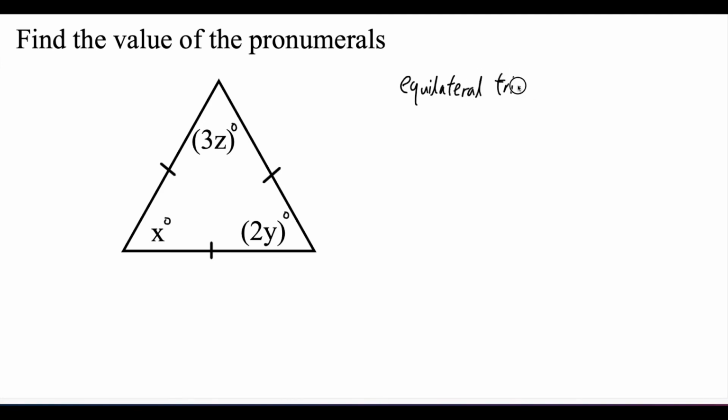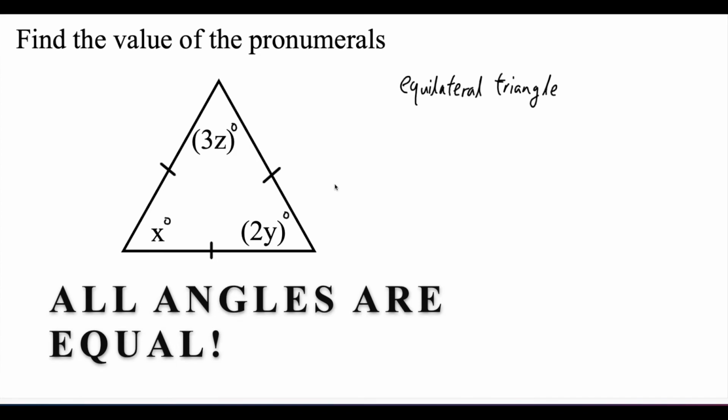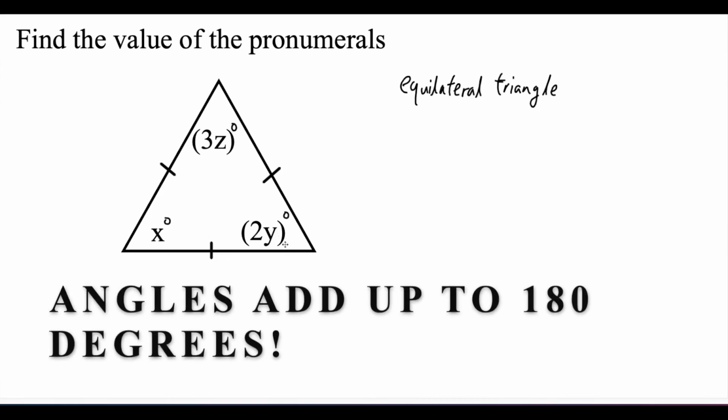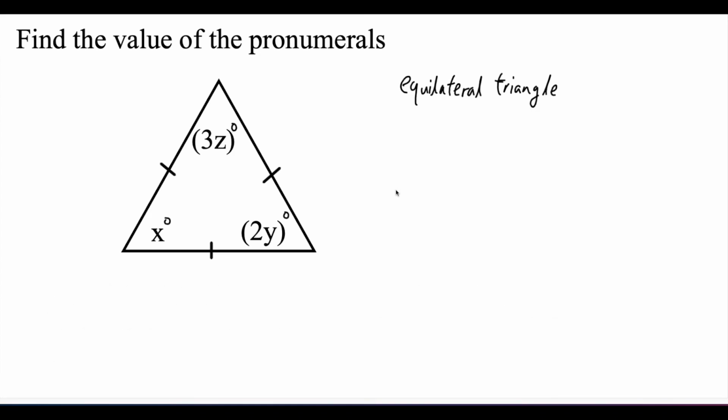So what do we know about equilateral triangles? Well, we know that in equilateral triangles, all the angles have to be equal because all the sides are equal, right? If all the sides are equal, then all the angles are equal. And we know that the angles have to add up to 180 degrees, right? Actually, this is a rule for all triangles, not just equilateral triangles. So if all angles add up to 180 degrees and each angle is the same, then we can say that each angle should be 60 degrees, right? Because 60 plus 60 plus 60 gives you 180 degrees. So each angle is 60 degrees.